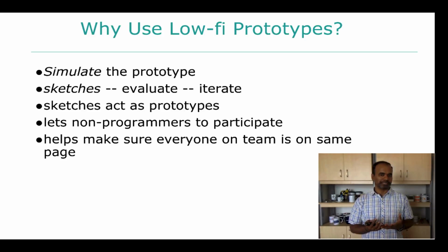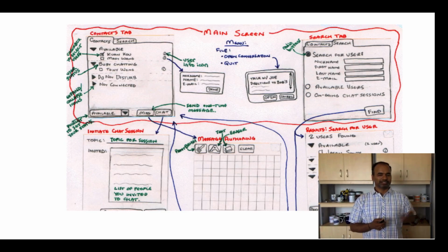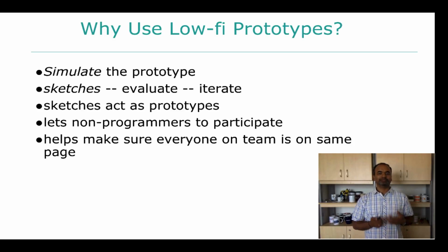Low fidelity prototypes are the ones that we just now saw, which is just a pen and a paper, and the designers build it, give it to the users, and get some feedback. Why use low fidelity? It helps you to create a prototype, first of all. It sketches, evaluates, and iterates, so you can do this multiple times in the paper prototype itself: change things, get feedback, change things, get feedback. It lets non-programmers participate, because you don't need programming skills. If you're designing a product, the person doing low fidelity prototype evaluation doesn't necessarily need to know programming. They can just do it with a pen and a paper.